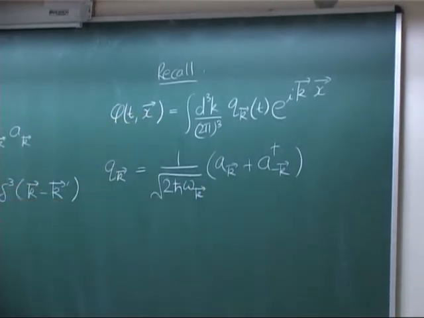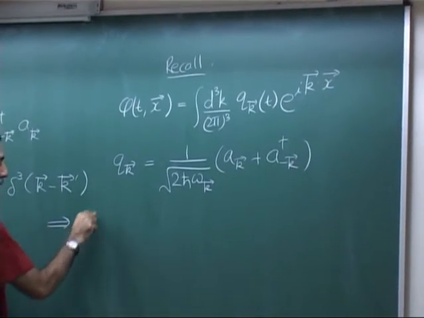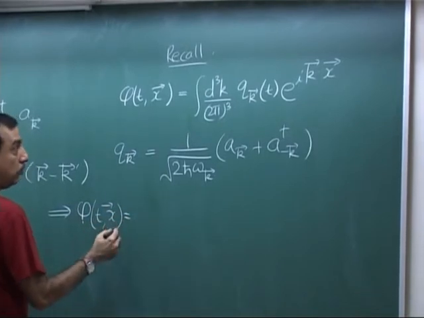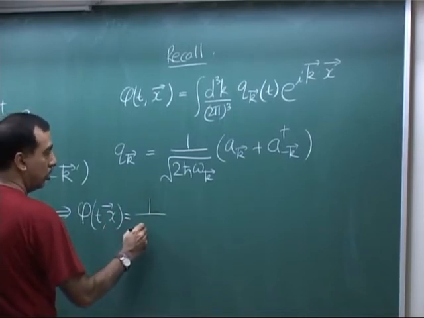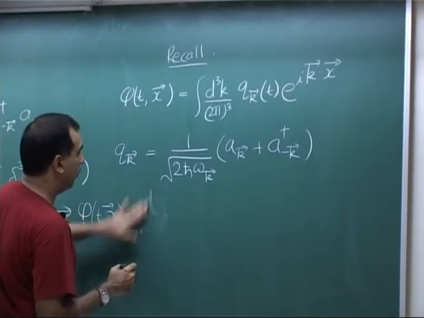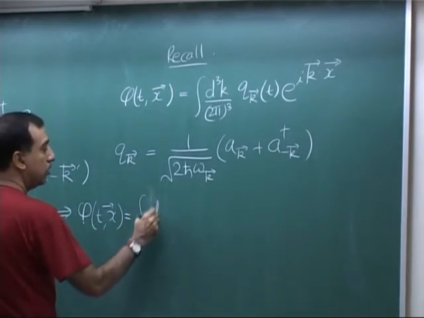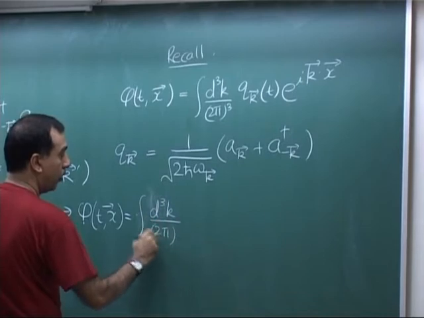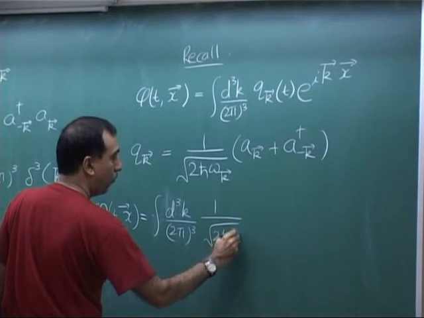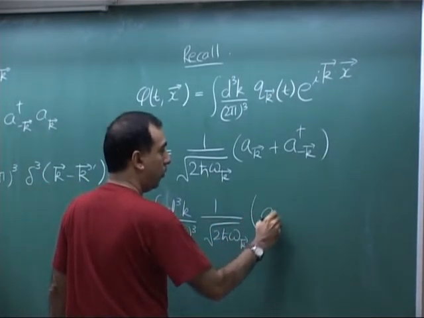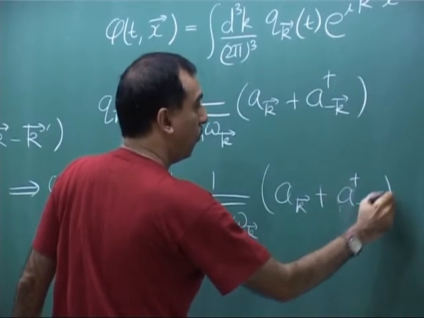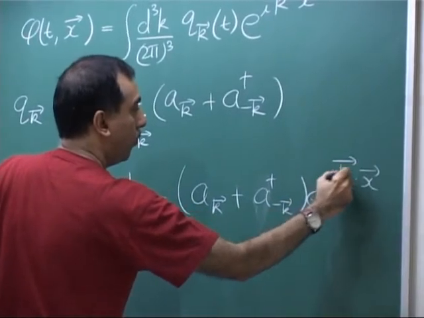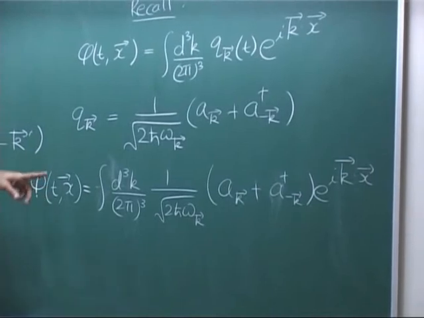So we can put this back there, and we get that phi of t and x is, say, 1 over root, well, let's just write it like this, t3k. Okay, so now we've written the original Klein-Gordon field in terms of this.